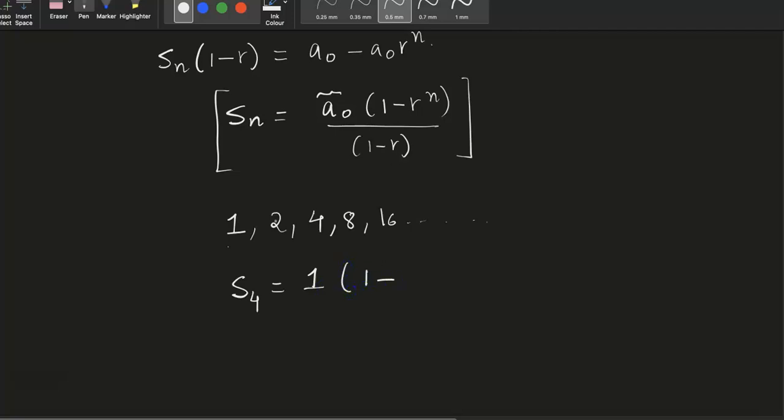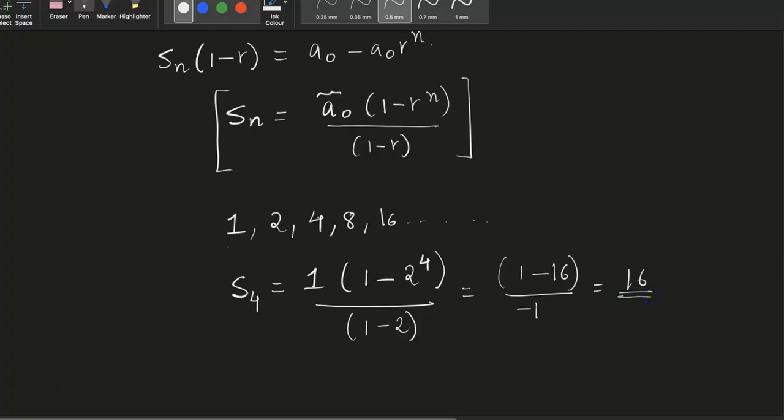1 times 1 minus, the common ratio here is 2, so 2, and the first four terms I want, so this is 4, divided by 1 minus 2, because r is 2. Note that here the denominator is negative. So this is 1 minus 2 to the power 4, which is 16, divided by minus 1. So this is coming out to be 15. If you look here, it is 4 plus 2 is 6, 6 plus 1 is 7, and 7 plus 8 is 15. So that is correct. Indeed, our formula is correct.